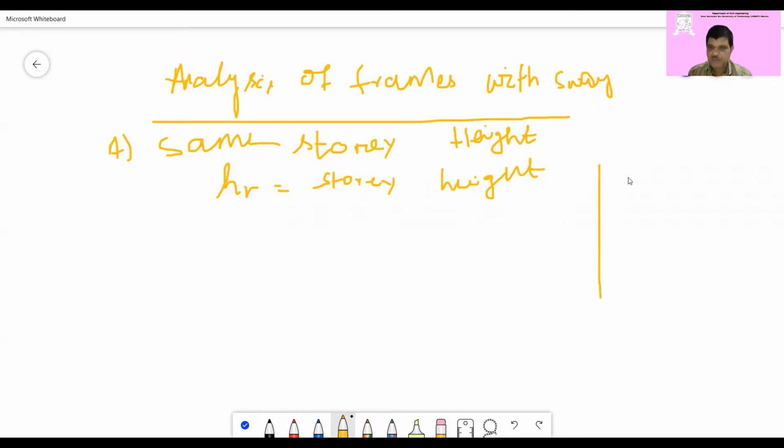Let the member be subjected to moments, where clockwise moments are positive. Let this end be P and this end be Q. Given the names, the reaction here will be VQ and here the reaction will be VP. The horizontal reactions are H here and H here also. And this is your story height.